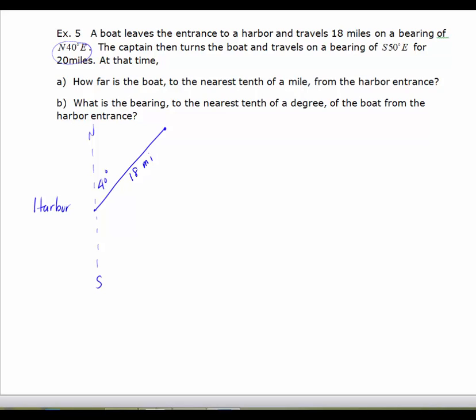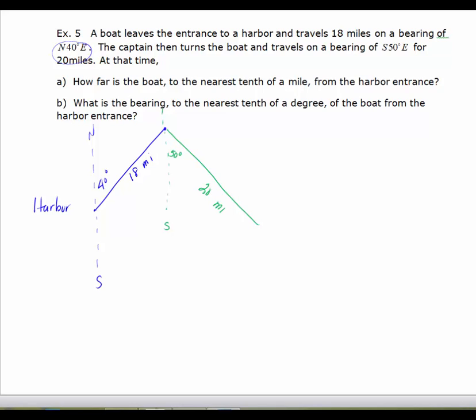And when the boat makes a turn, so the boat's here, it now makes a turn on a bearing of south 50 degrees east. So we'll draw another north-south line to get our bearing from this point. This time we're going from the south, so the angle that our line segment will make will be from the south. So I want a 50-degree angle, and I'm going for 20 miles southeast. So this angle in here will be 50 degrees, and the distance is 20 miles.